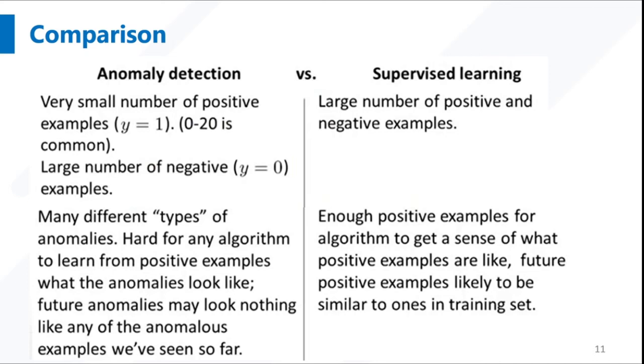But in supervised learning, there are enough positive examples for the algorithm to get a sense of what positive examples are like. Future positive examples are likely to be similar to ones in the training set. That means the expectation is that you can encompass or predict all types of positive examples, and these positive examples you put in the training sets.